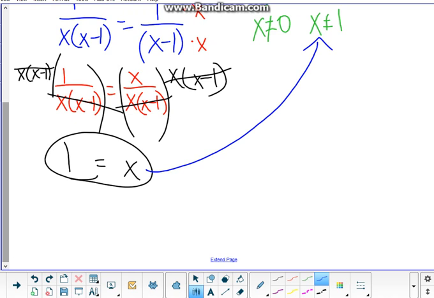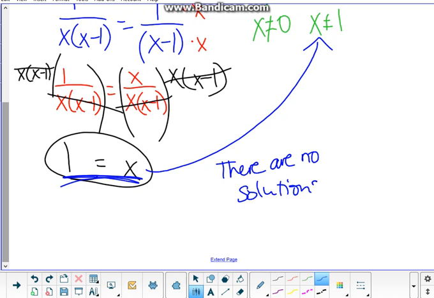So what does that mean? If the one solution that we found is actually invalid, we would say there are no solutions for this particular equation. And that's that. Okay? Let's take a look at another one.